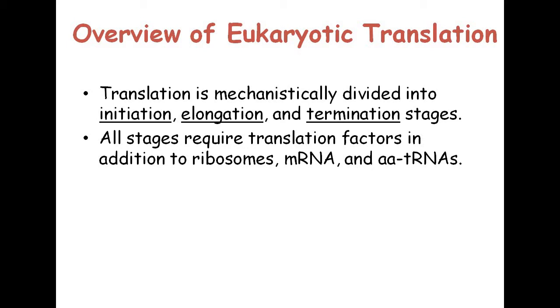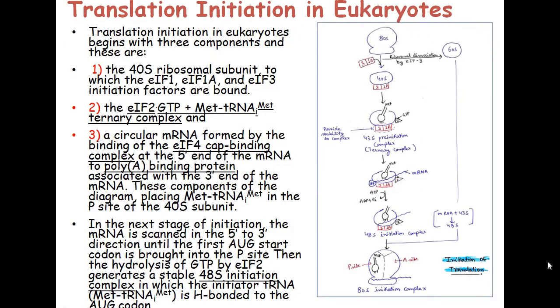And all the stages require the translation factors in addition to the ribosomes, mRNA and the aminoacyl tRNAs. So coming to the first, that is the translation initiation in eukaryotes. Translation initiation in eukaryotes begins with three components, and these are the 40S ribosomal subunit, to which the eIF1, that is the eukaryotic initiation factor 1, eIF1A and eIF3 initiation factors are bound.